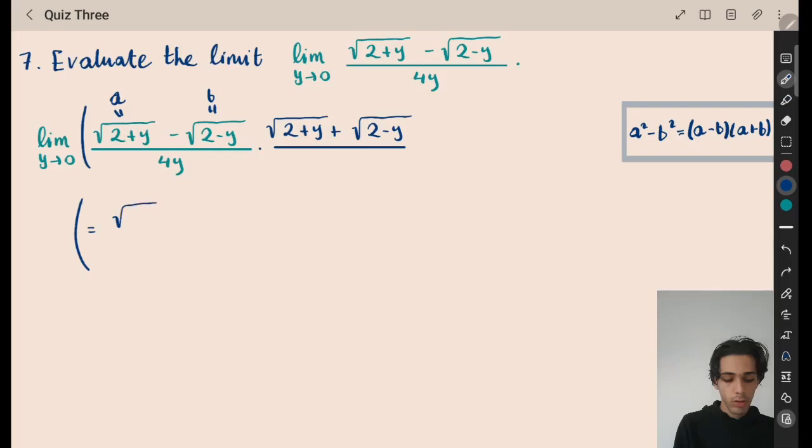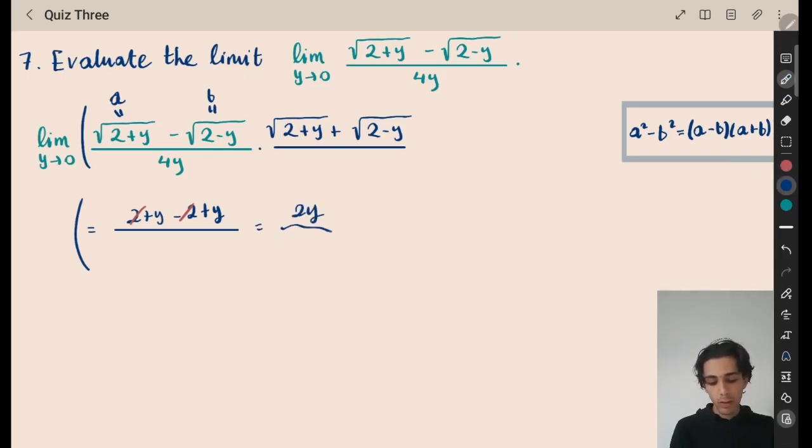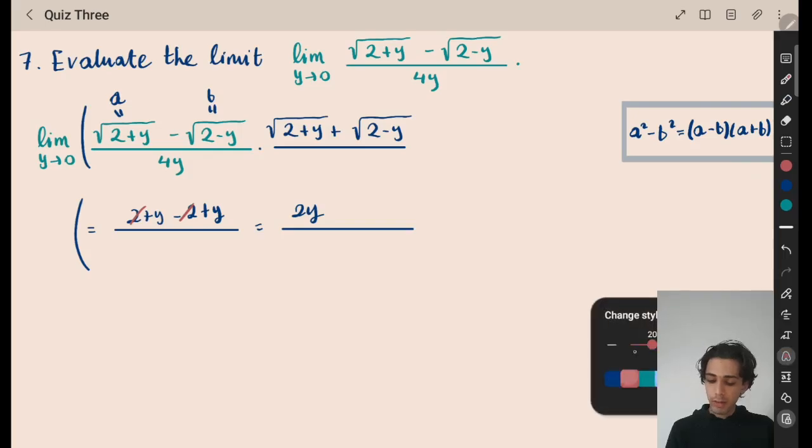So the square root of 2 plus y squared, this is 2 plus y. And then the square root of 2 minus y, but we square this. So it cancels out again. And if I distribute this sign, I get a minus 2 and a plus y. Minus 2 plus y. And this is very much to our liking because the 2's cancel out and the y's add up. You get 2y divided by something.